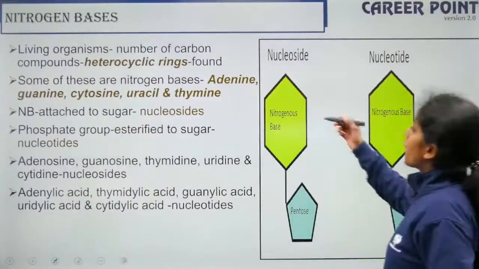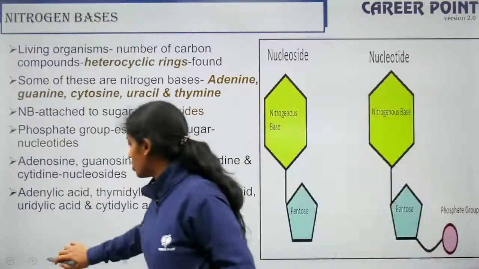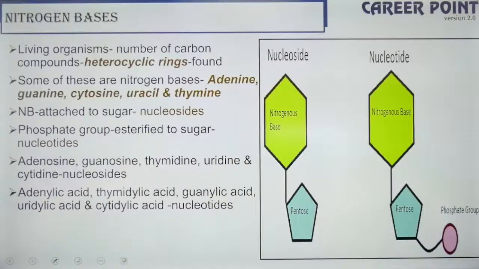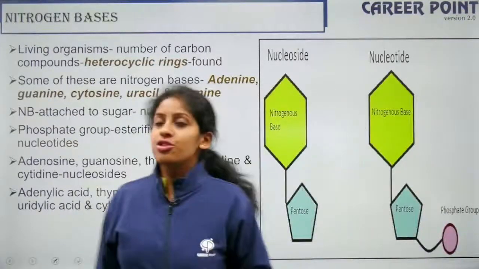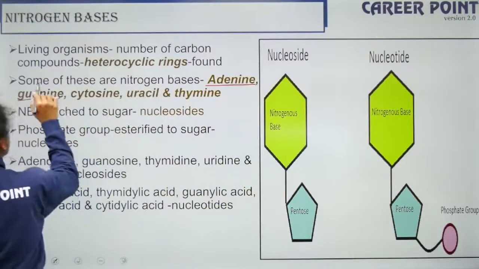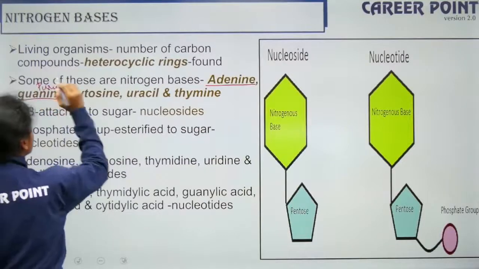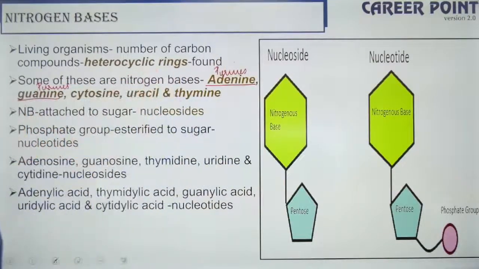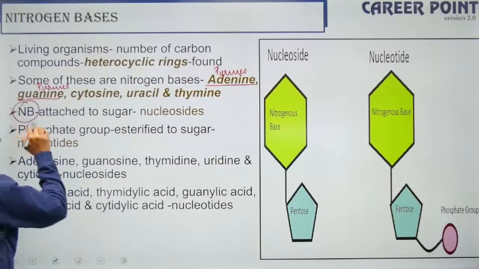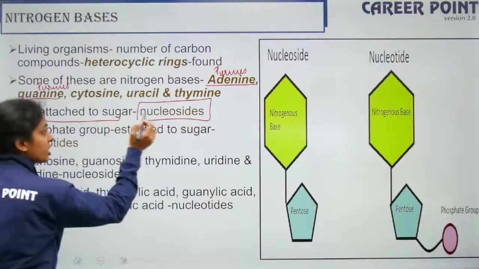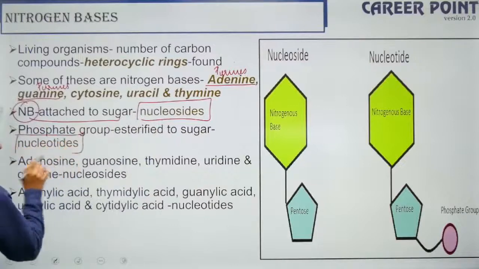So if you look, this is what I was saying. There's a nitrogenous base and there is a sugar molecule, right? Living organisms have a number of carbon compounds. They are heterocyclic rings. Some of the nitrogenous bases are adenine and guanine, which are your purines. Cytosine, uracil and thymine are your pyrimidines. The nitrogenous base is attached to the sugar, and when it is attached to the sugar, it forms your nucleoside. And when this nucleoside is attached to a phosphate, it is your nucleotide.